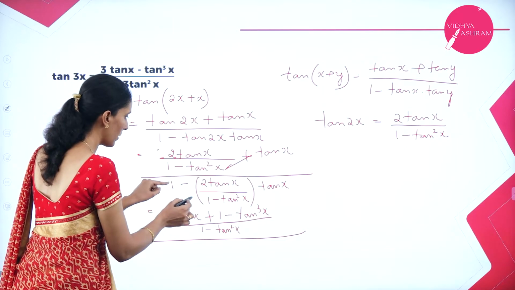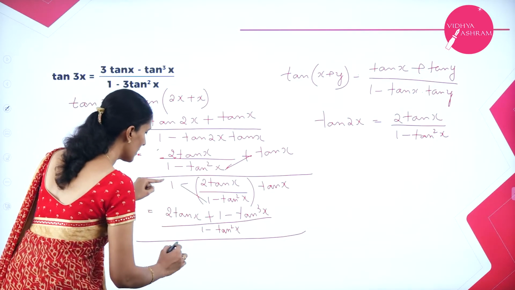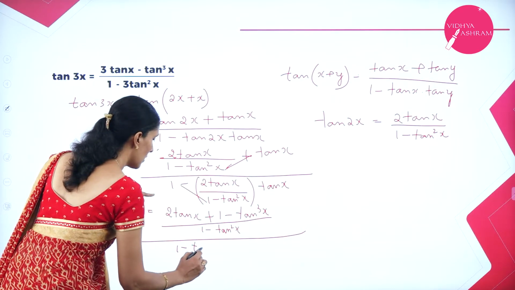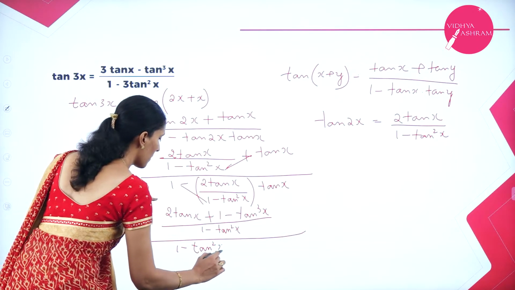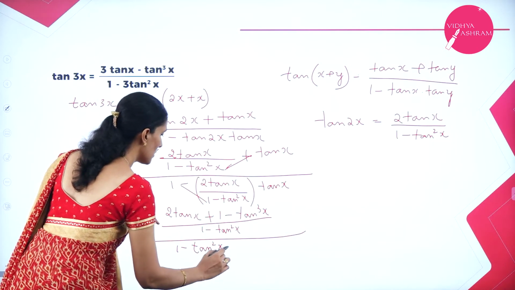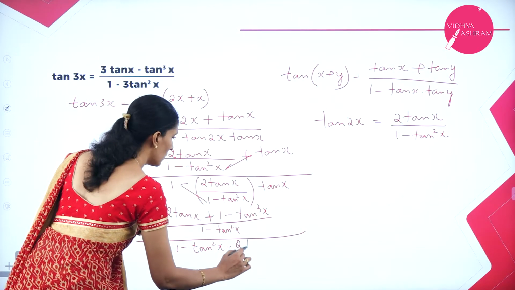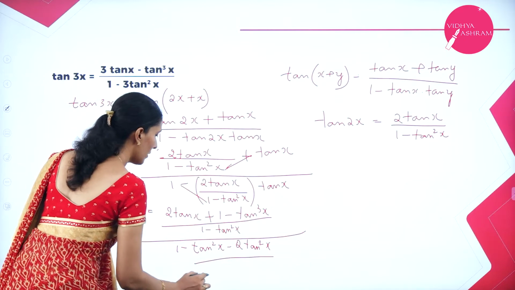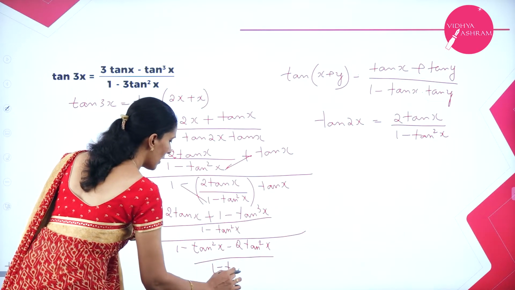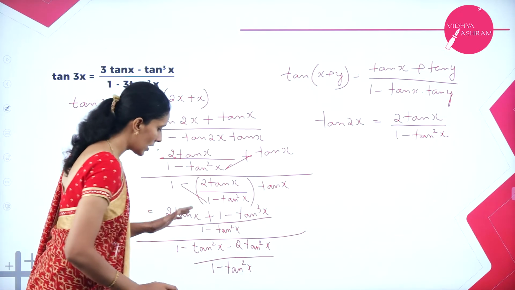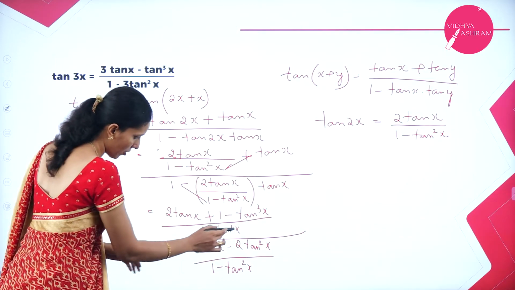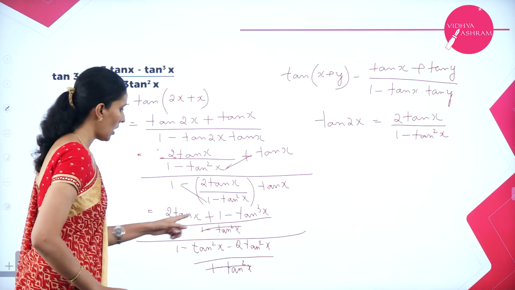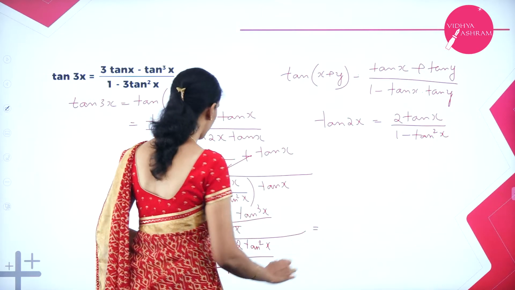Now coming to the denominator part, just cross multiply this. You will get 1 minus tan square x. Multiply these two, this is minus 2 tan square x. Again, whole divided by 1 minus tan square x. Numerator and the denominator part have the same denominator. So cancel it.